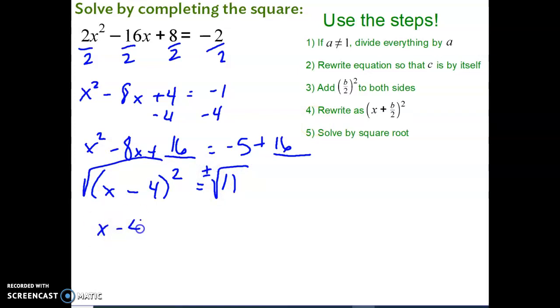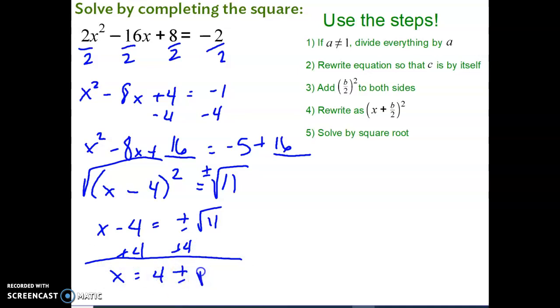On the left-hand side, I get x minus 4. On the right-hand side, I get plus and minus the square root of 11, adding 4 to both sides. So x equals 4 plus and minus the square root of 11. And if you need to write that as two separate things, I get 4 plus the square root of 11 as the first answer, and 4 minus the square root of 11 as the second answer.